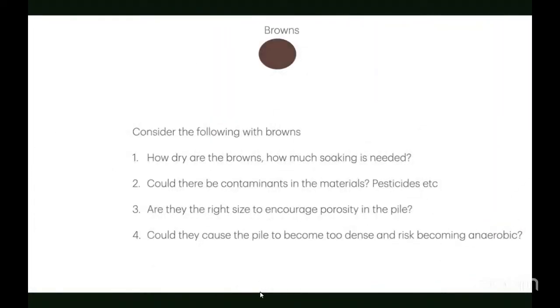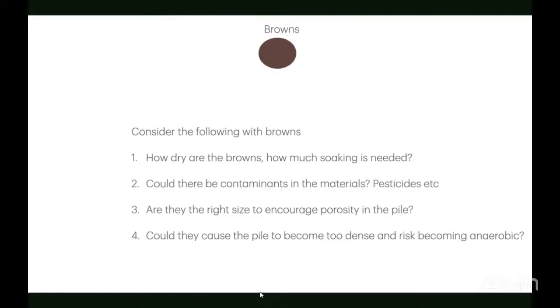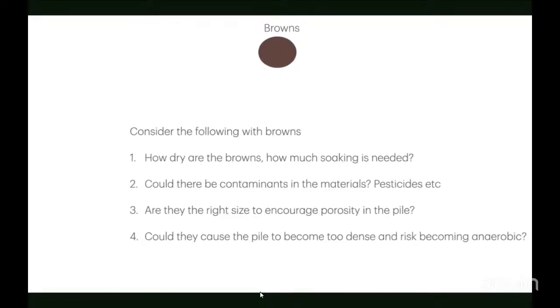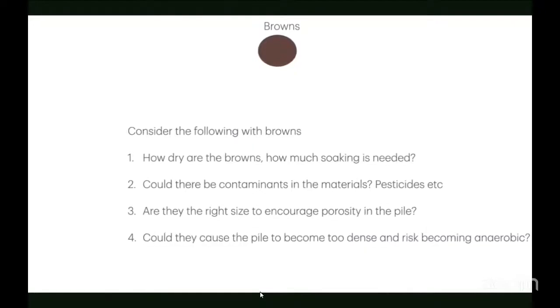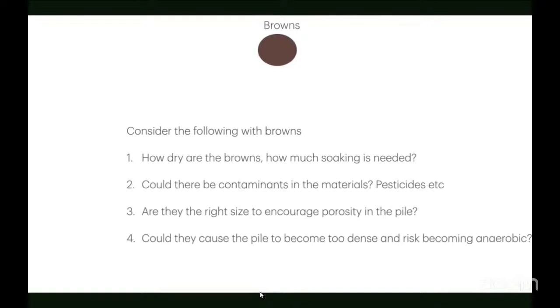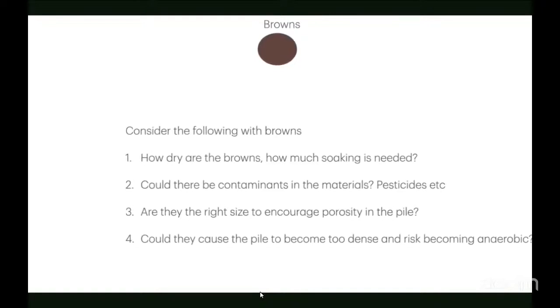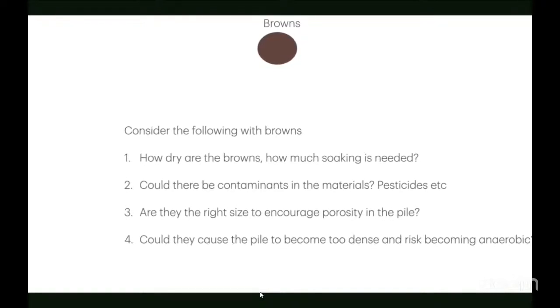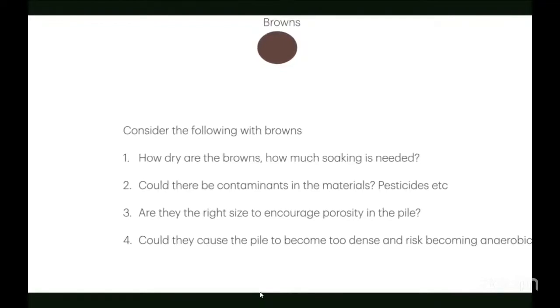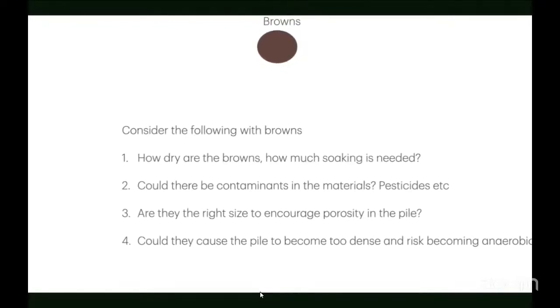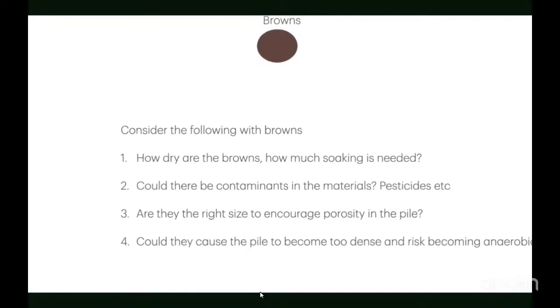So finally, looking at the brown materials and the conditions we need to look out for. How dry are they? How much soaking is needed? Remember, your compost pile is going to take a few months to break down. If you don't have your materials saturated enough with water, at the 50% which we'll talk about, then they will dry in the middle and the microbes won't grow. So how dry are your browns to begin with, because that will influence how much soaking is needed.